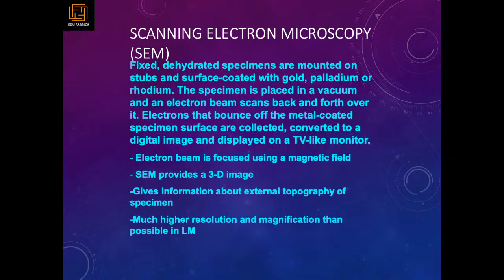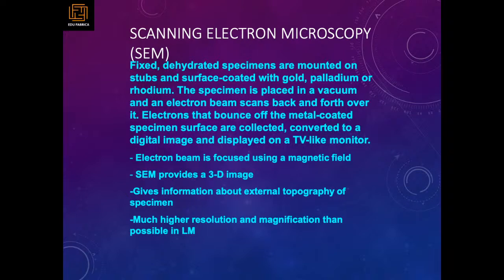In scanning electron microscopy, we have fixed, dehydrated specimens that are mounted on stubs, and we coat them with gold, palladium, or rhodium. Any of the three can be used. It's a bit expensive, this kind of microscopy.